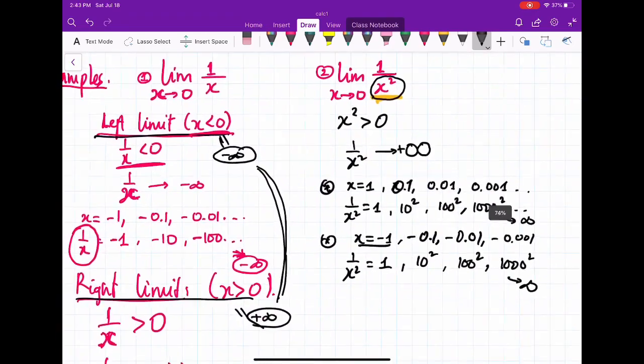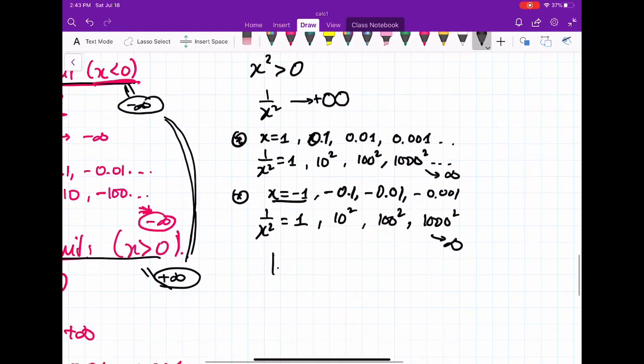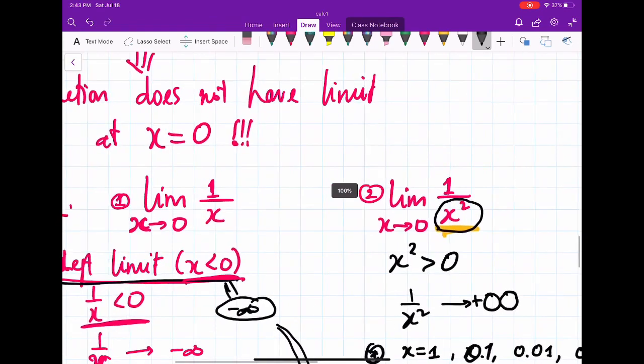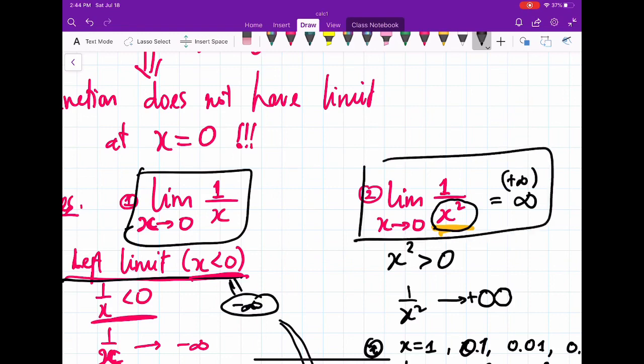So when x is close to 0, the left limit and the right limit seem to be equal, and equal to infinity. So that means the limit of 1 over x squared when x approaches 0 equals infinity, meaning positive infinity. Sometimes I don't write positive because it's just infinity or negative infinity. So the first limit does not exist. But when you add the square in here, the second limit exists and equals infinity.